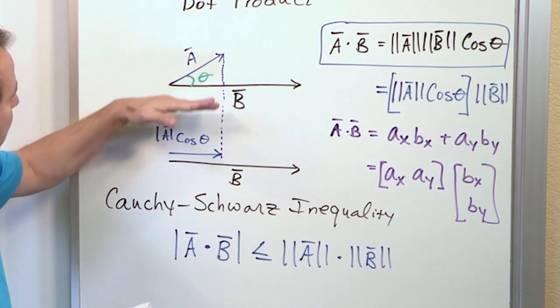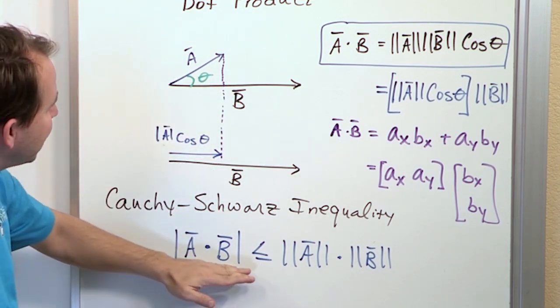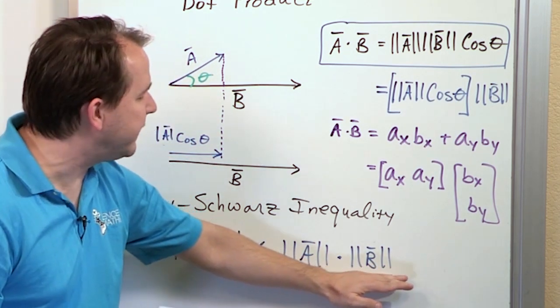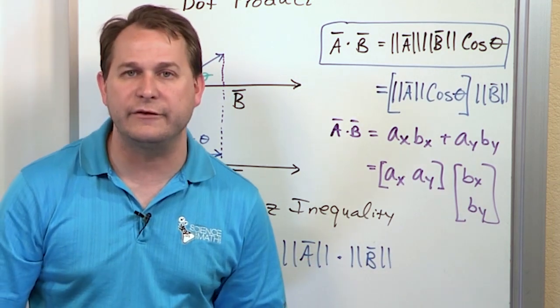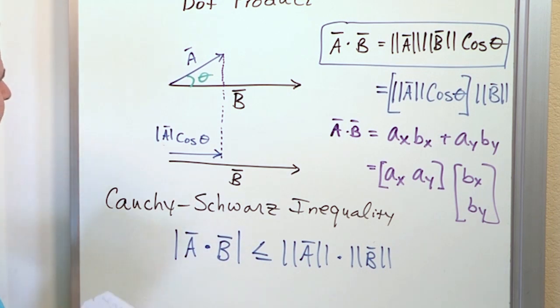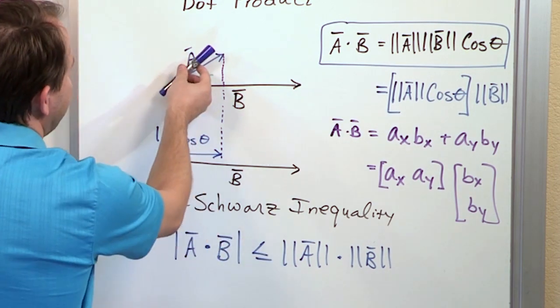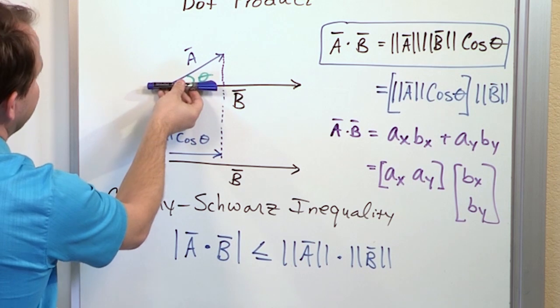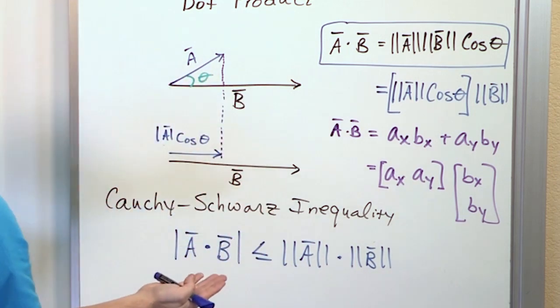So when I take the dot product like this of the two vectors, what's inside of here should always be smaller than if I multiply the magnitudes of the vectors separately, because of the geometry here. The only case in which it would be equal is if the vector A already was in the direction of B. So basically theta is 0.